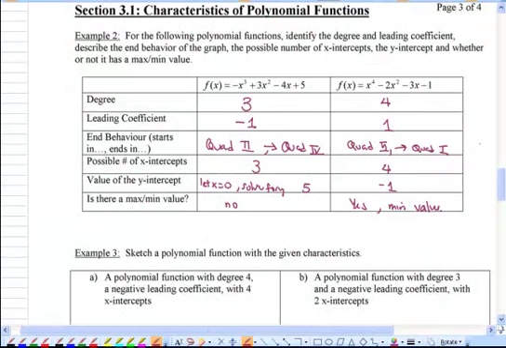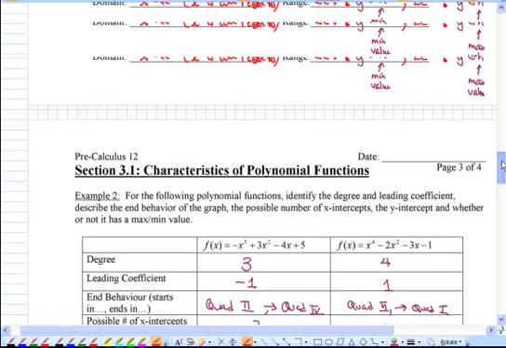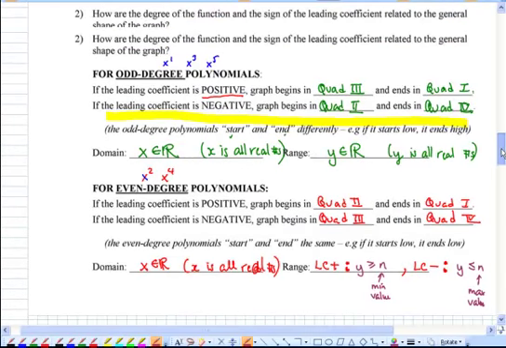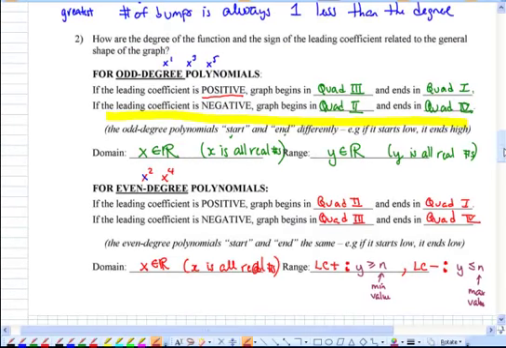Part 2 of section 3.1, characteristics of polynomial functions. I hope you remember from last day that I really wanted you to pay some careful attention to that little chart that we created. So let me just go back there really quickly. Yes, that's this one here. Remember how I asked you how the degree of the function and the sign of the leading coefficient are related to the general shape of the graph? Well, just as a quick review, remember odd degree polynomials.